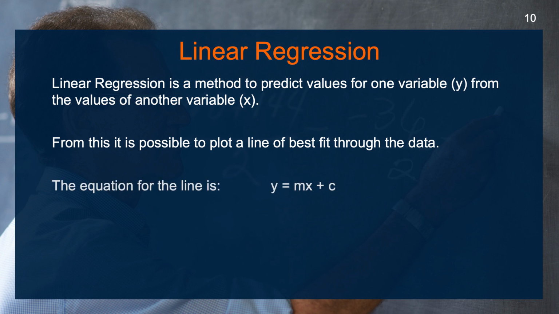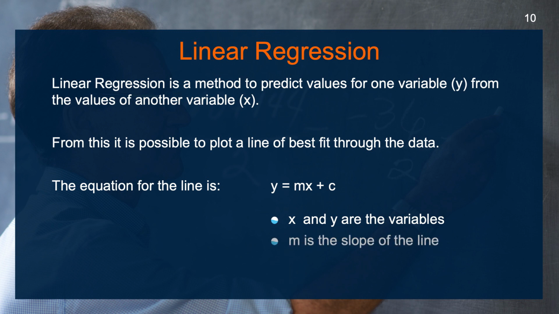So the equation for a straight line on a graph is given by the equation y equals mx plus c. X and y, in this case, are the two variables we're interested in. M is the slope of the line, and c is the intercept. The intercept is where the line goes over the value for 0 on the x-axis.